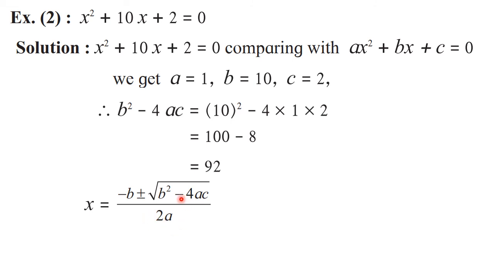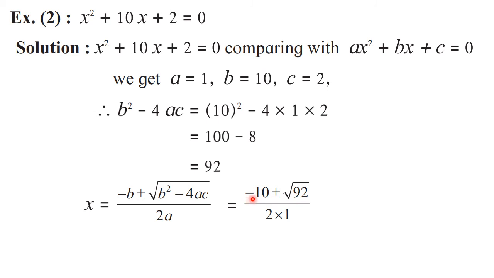Okay, now the formula is written. Afterwards, the next step is to put the values. So this minus sign, value of b is 10 here. So here we will write minus 10. Then plus or minus. And under root we are going to write 92 directly. And upon 2 into 1. Again a is 1 here. So this is our substitution. Very easy to substitute here.